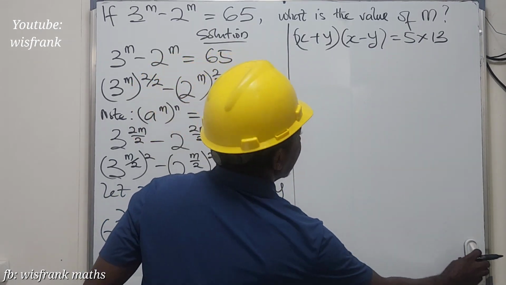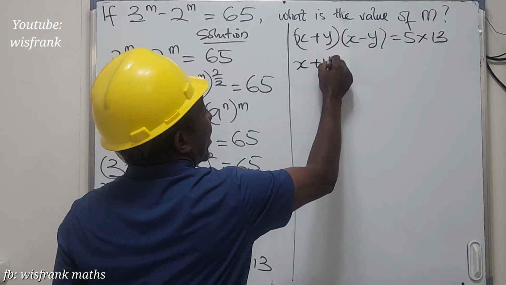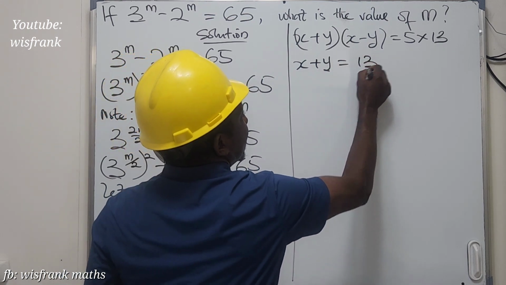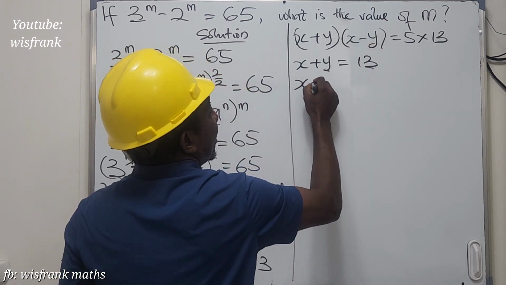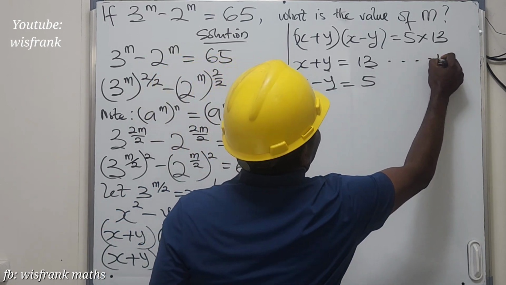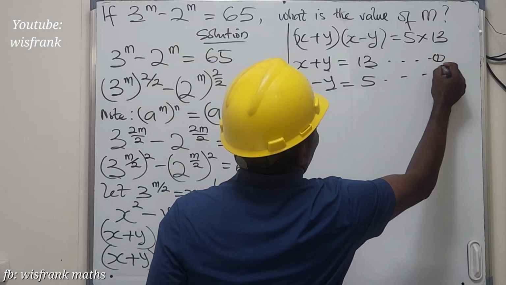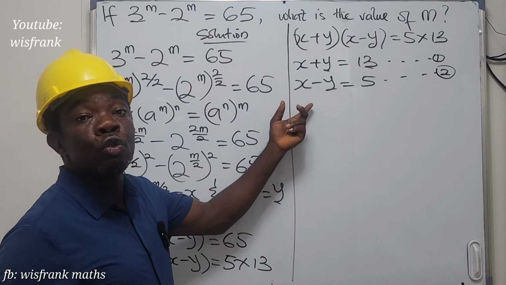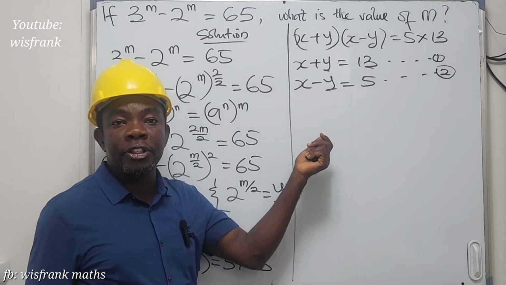So this will become x plus y equals 13, and also x minus y equals 5. We call this equation 1 and we call this equation 2. So we have two equations, which is a simultaneous equation.